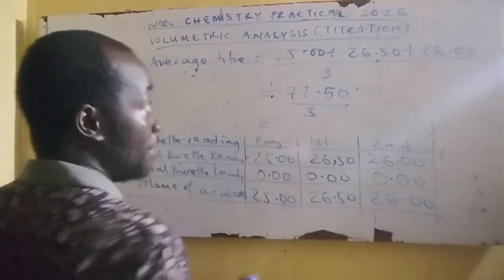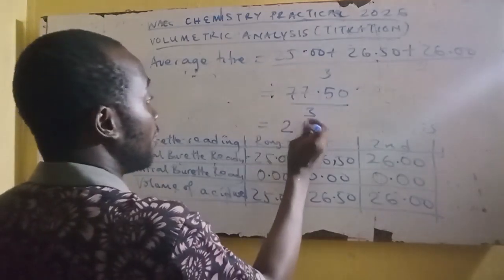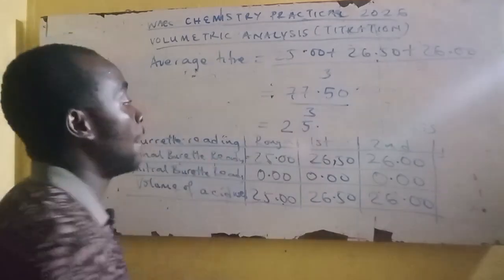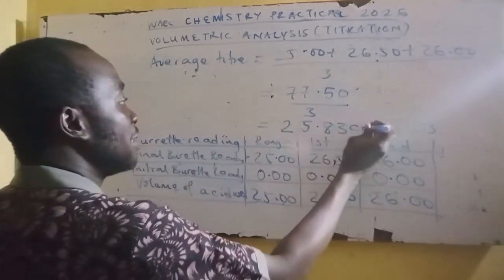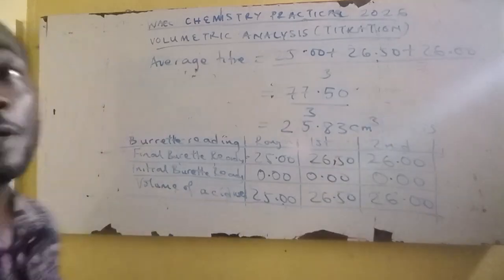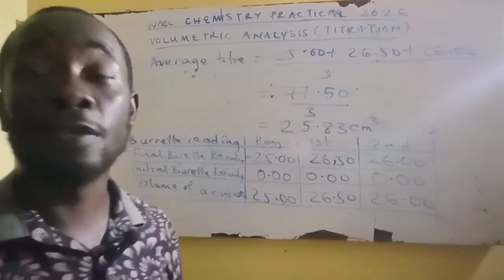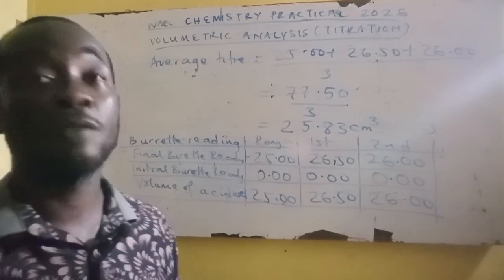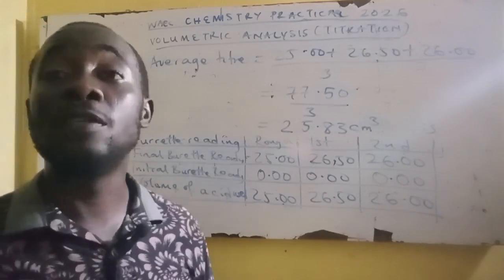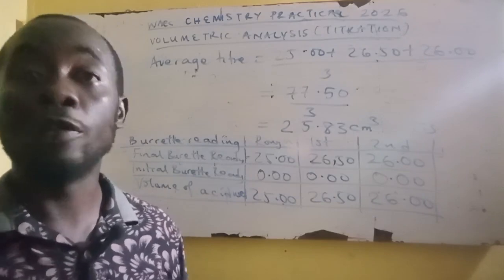What's going to be my answer? My answer is going to be 25.83 centimeter cube. So my average titre here is 25.8333 centimeter cube. So round it up as 25.83 centimeter cube. This one represents the average volume of acid used throughout the experiment.